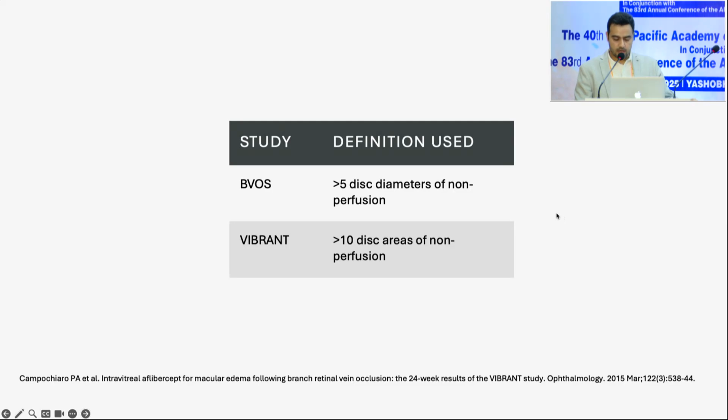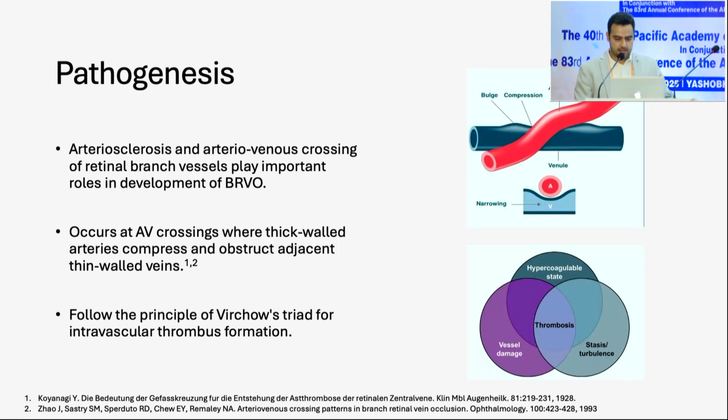So now coming on to the studies, there were two. The landmark trial was the Branch Retinal Vein Occlusion Study, which suggested that greater than 5 disc diameters of non-perfusion areas has a significant chance of development of neovascularization. And in these cases, they signified that it is better to laser. But in VIBRANT, which was a recent study, they suggested that if there is greater than 10 disc areas of non-perfusion, then there are higher chances of development of neovascularization.